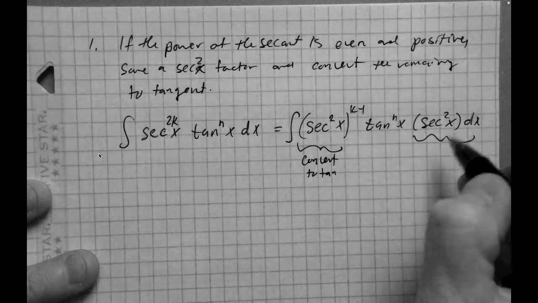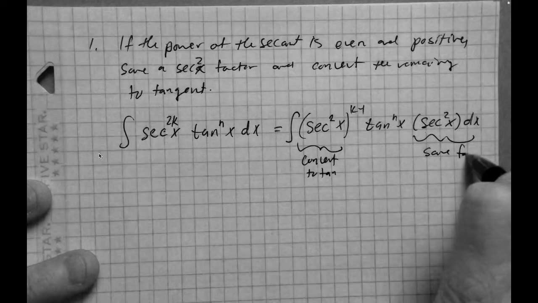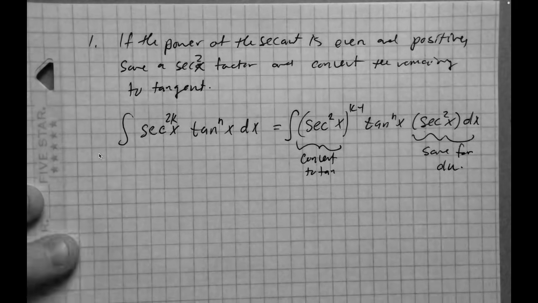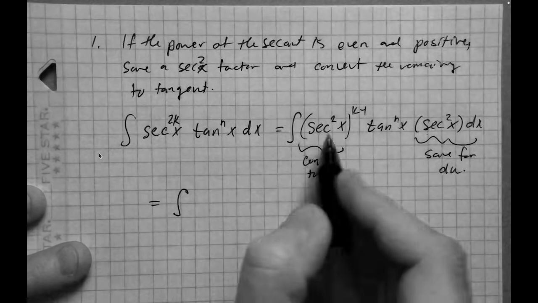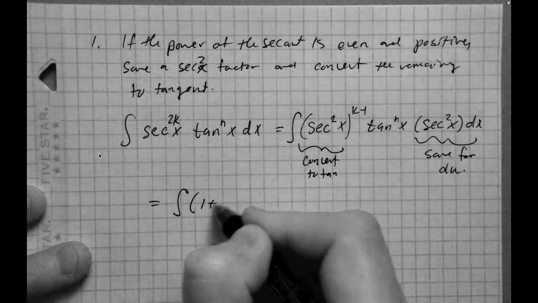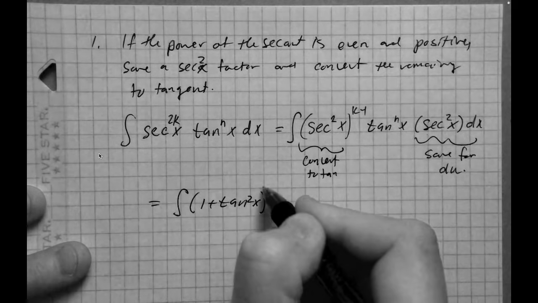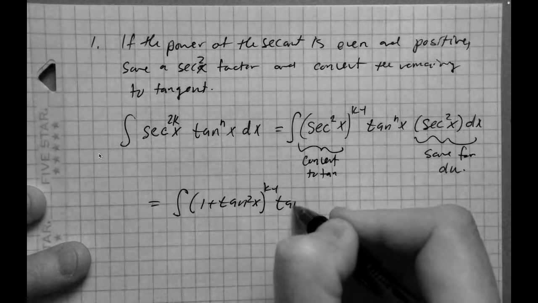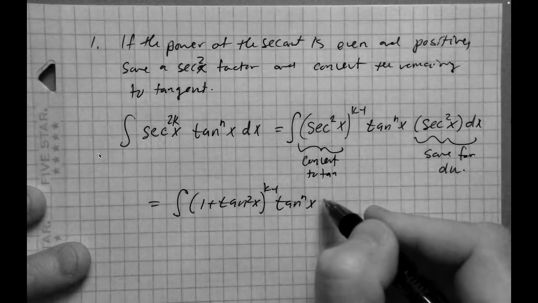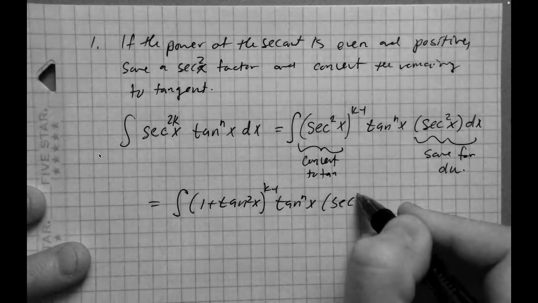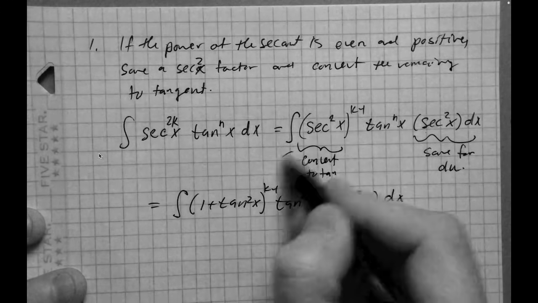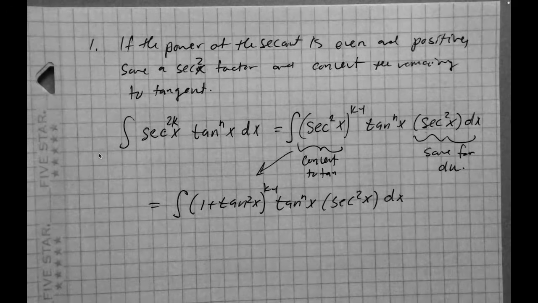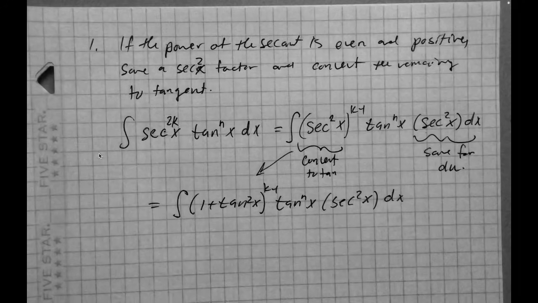And then we want to save this for the du. Okay, so it'll look like this when we do the substitution. Instead of secant squared, we'll have 1 plus tangent squared. We still have this tangent to the n here, and then we're going to hang on to the secant squared at the end. So this is the identity that we'll use, kind of like a substitution, I guess.